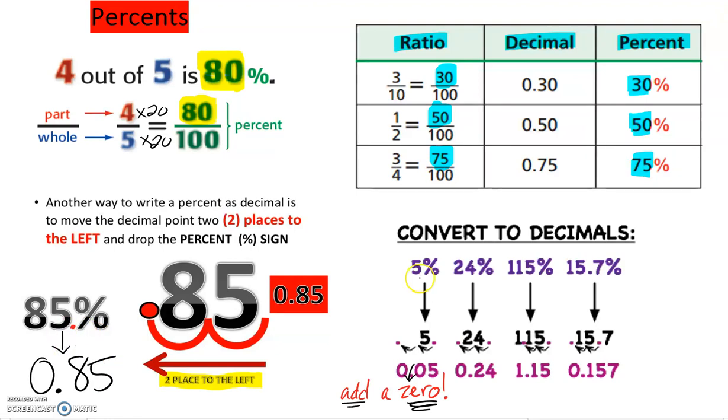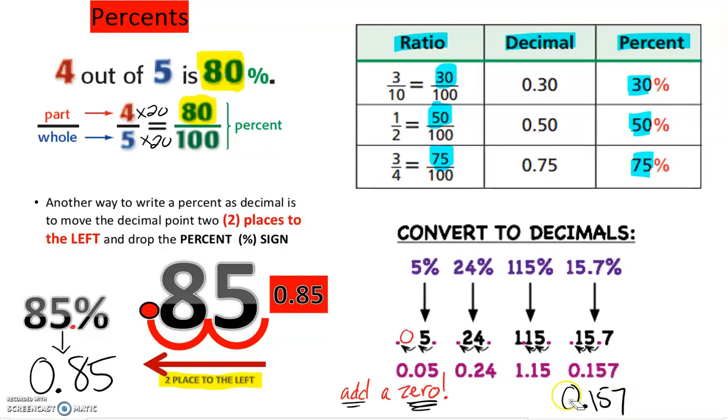Now, take a look at this. When we have 5%, this can be a little tricky because remember, our decimal point is to the right. We go 2 places. But remember, if there is a gap between the decimal point and the number, you need to fill that in with a 0. You're going to add a 0 in this case. Here, we just move it over 2, so we get 0.24. Here, we move it over 2. There's still a number in front, so we have 1.15. Here, we move it over 2, and we have 0.157.